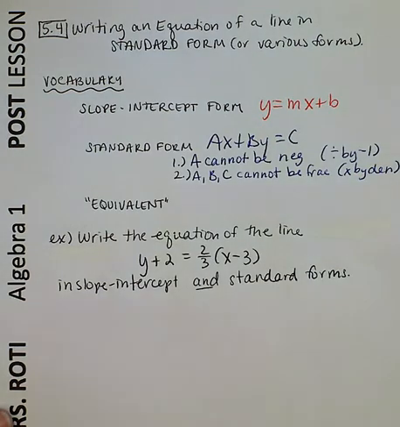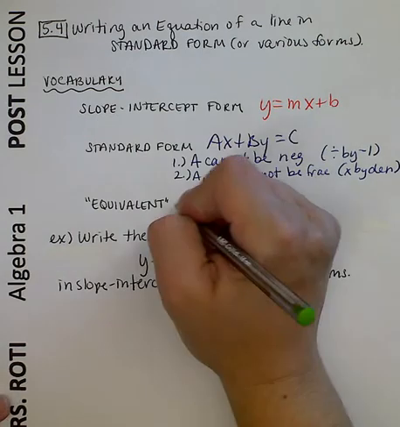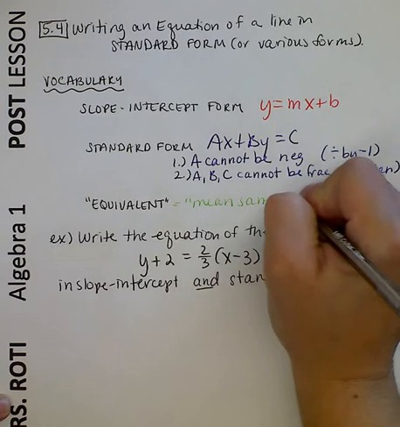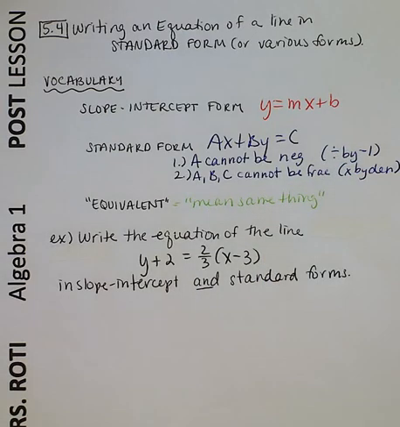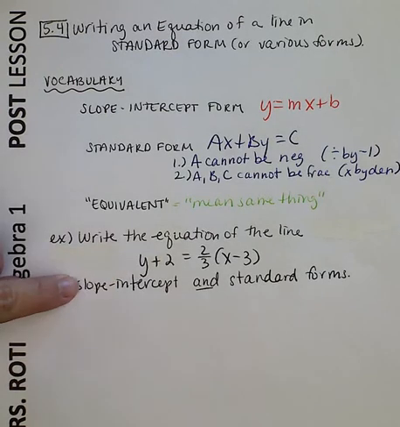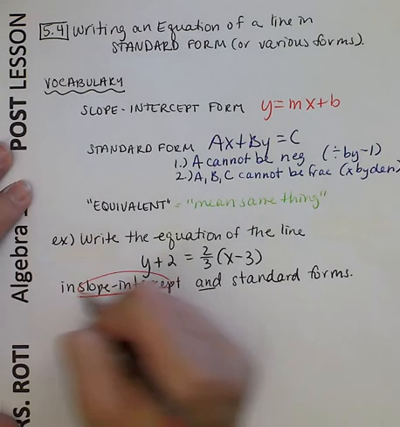And equations are equivalent if they mean the same thing but look different. So they would graph the same exact line, but maybe one might be in slope-intercept form and one might be in standard form. So to review all these concepts, we're going to write this equation of this line in both slope-intercept and standard forms.